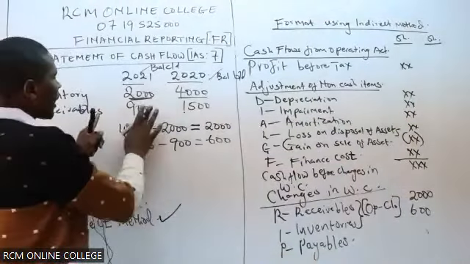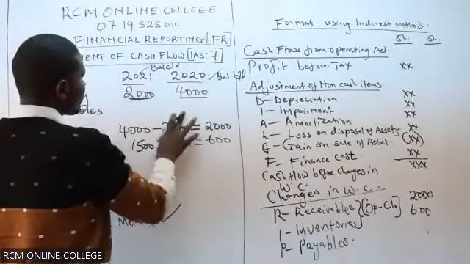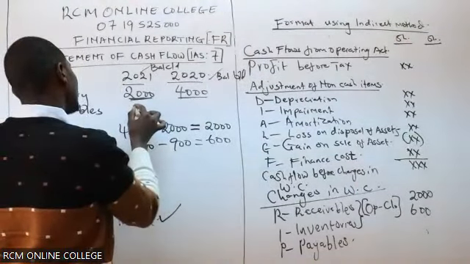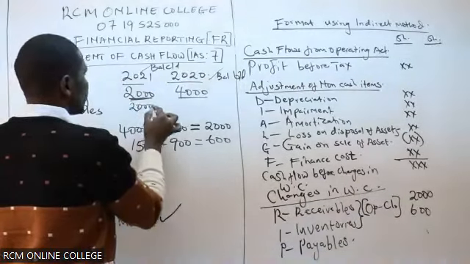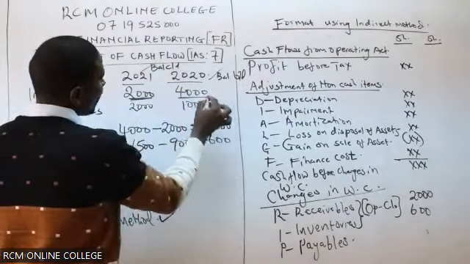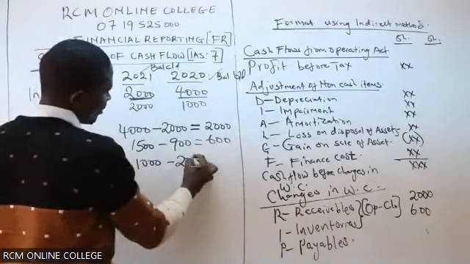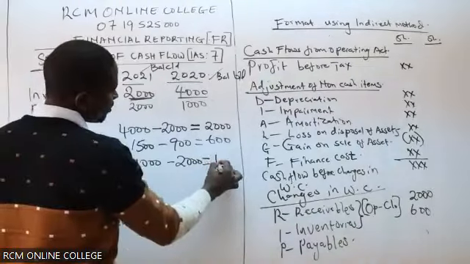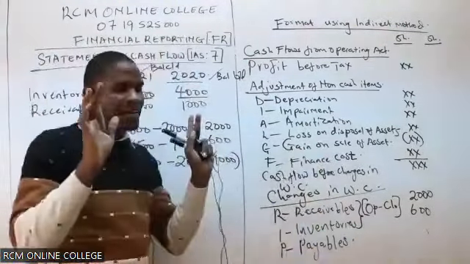So I wish I just reverse this and have it like this. This is 2,000 and this is maybe 1,000. So opening ni ngapi? 1,000 minus 2,000. So that means tuliongeza madeni. Unakuja unaweka ikiwa negative.